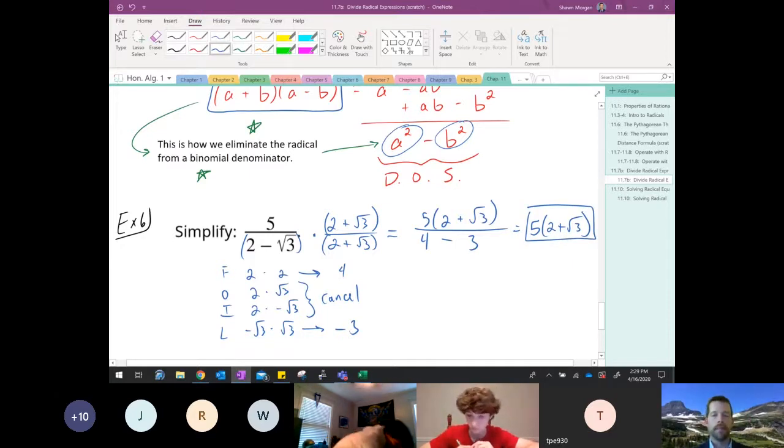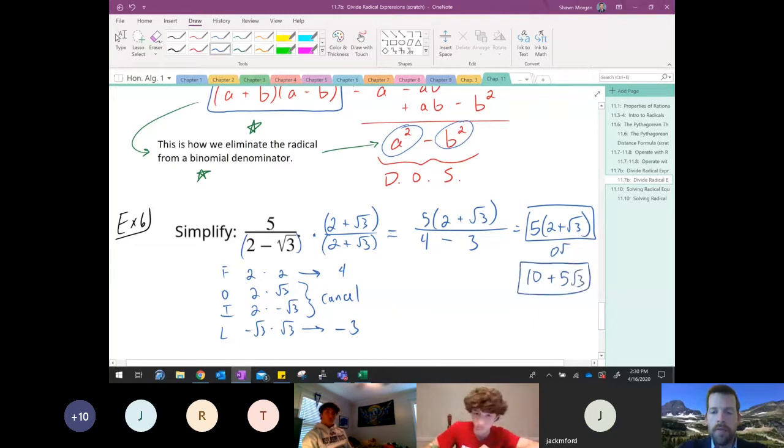Now, would you not want us to evaluate it? If you distribute, you mean distribute, I think, Jack. If you distributed, that'd be fine as well. I wouldn't count off either way.